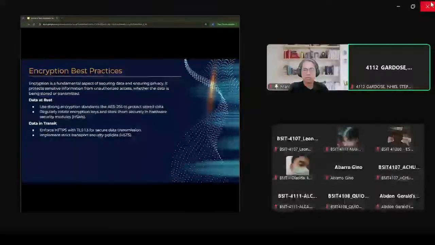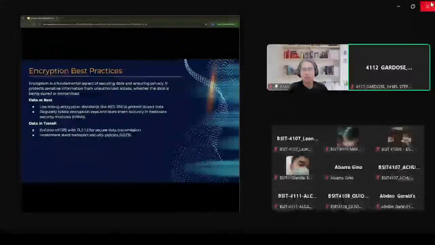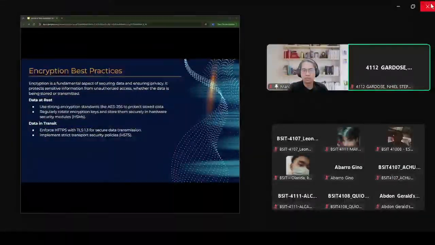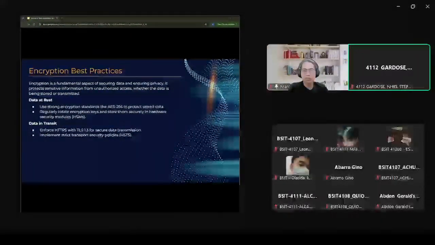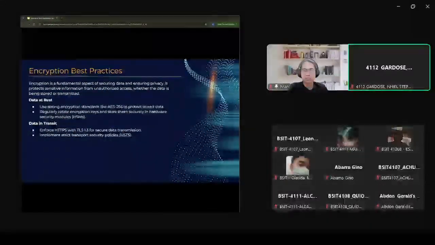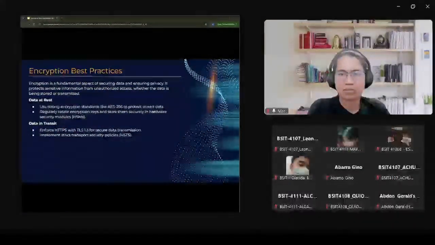Data at rest encryption. Data at rest refers to inactive data stored on devices, databases, or cloud servers. It's critical to encrypt this data to prevent unauthorized access in the event of a breach, theft, or accidental exposure. Here's how to secure data at rest. One, use strong encryption standards.